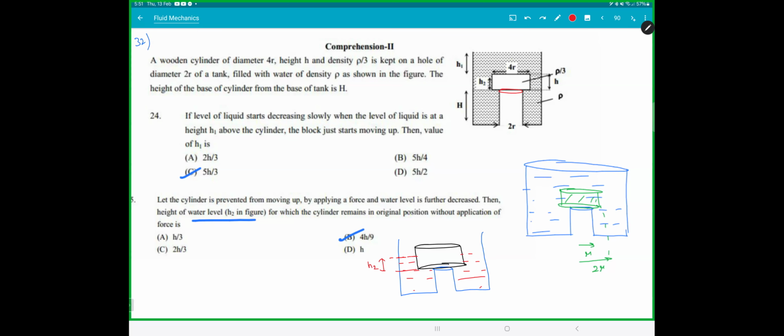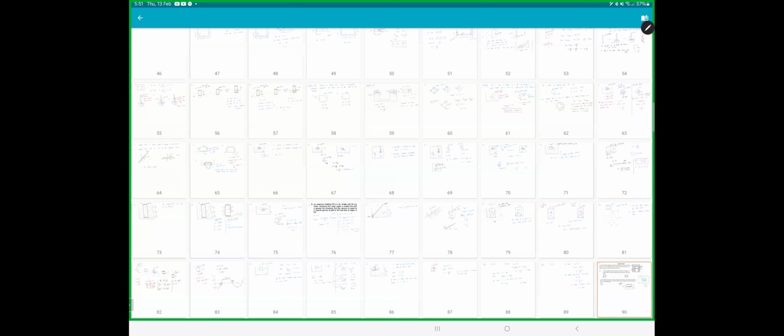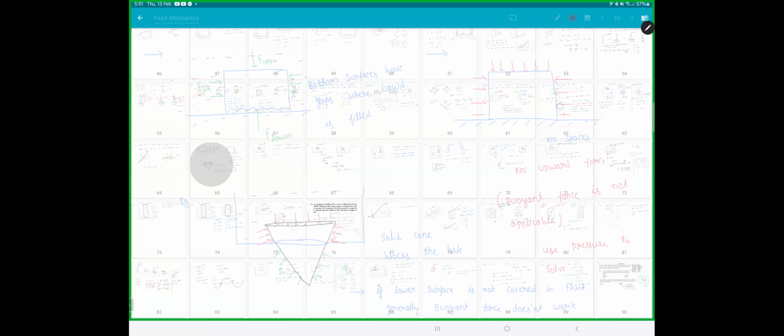That is because you didn't read, you're not revising the notes. Arya, you should revise the notes. What did you write here?